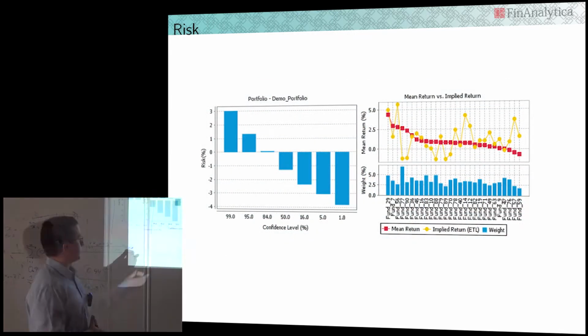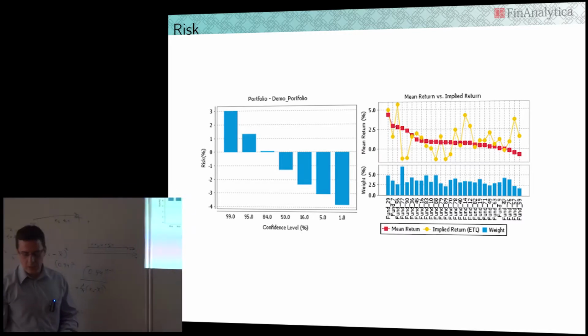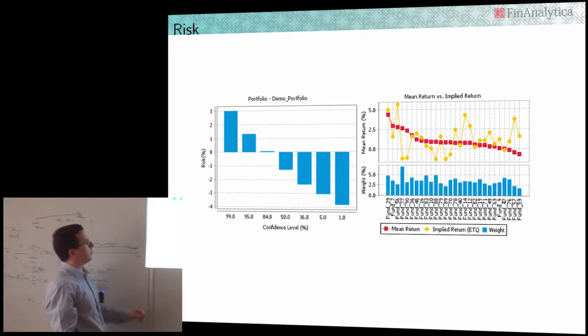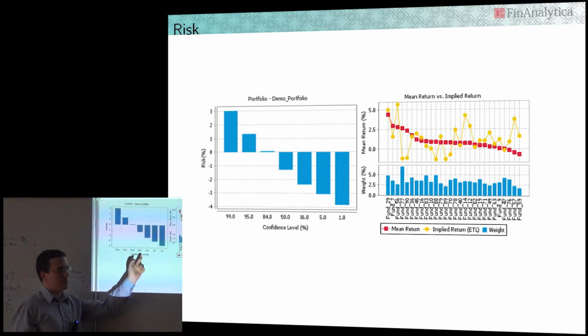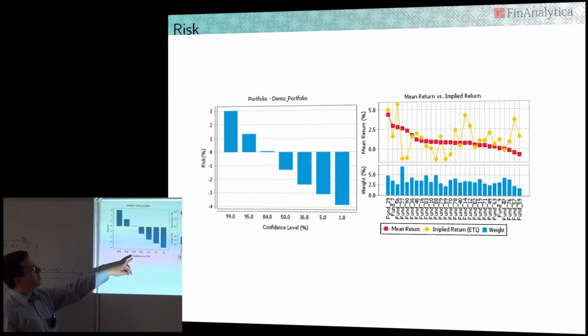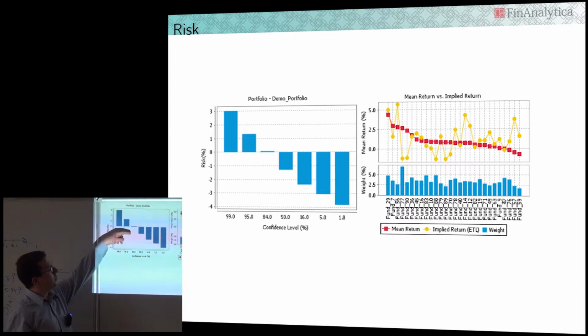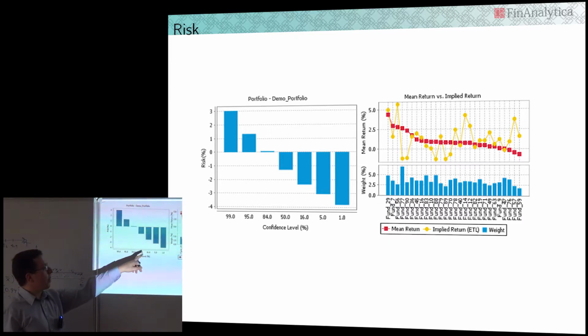Something like this. What we have on the left is quite a simple graph, but it would show the asymmetry of the returns of the portfolio. We have risk, which, for the sake of the discussion, let's say is value at risk, and we have the confidence level here. And these are basically the quantiles of the distribution. Can you see how asymmetric the return is? The 50% confidence level is basically the median.